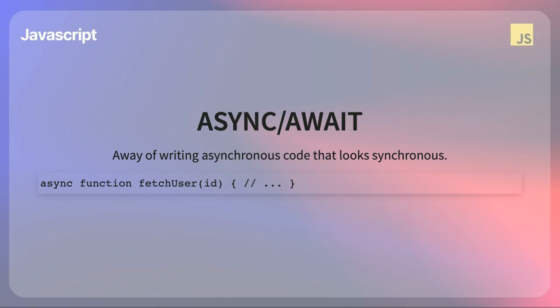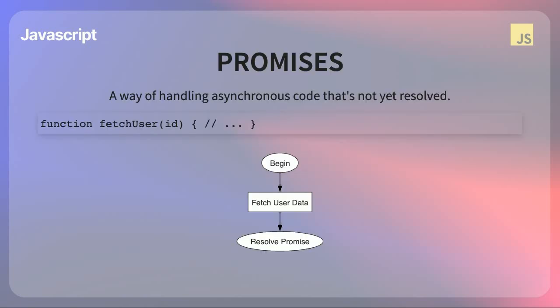Async/await is a way of writing asynchronous code that looks synchronous. It's like magic. Now let's talk about promises. A promise is a way of handling asynchronous code that's not yet resolved. It's like a box that says I'll give you the result when it's ready.